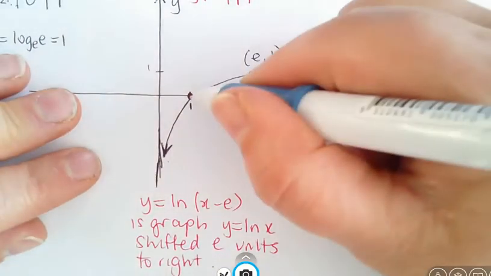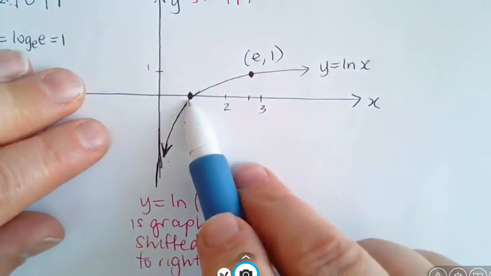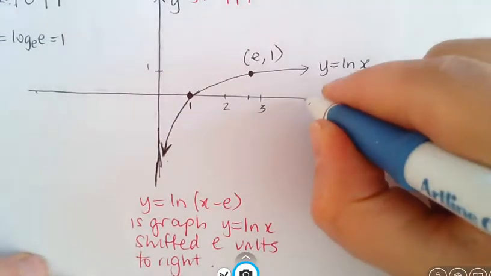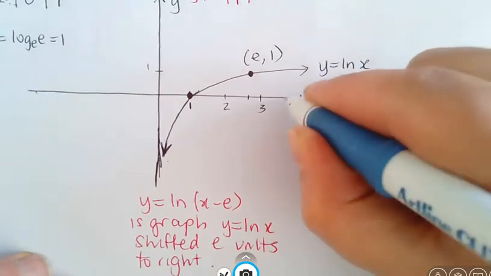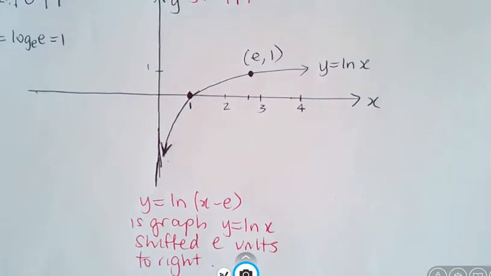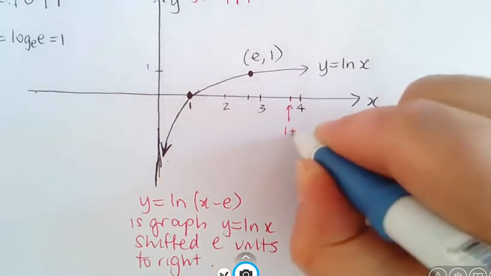So girls, if this is 1, I need to move this point e units to the right. 1 plus e. So what I'm going to do, I'm going to put a few more dashes. What does 1 plus e approximately equal? You know how e is 2.7? 1 plus e is about 3.7, so it's roughly here. So this is approximately 1 plus e.